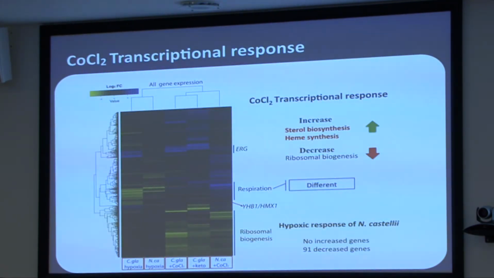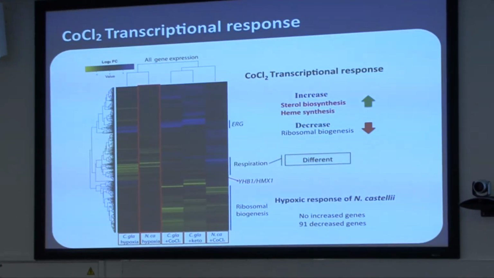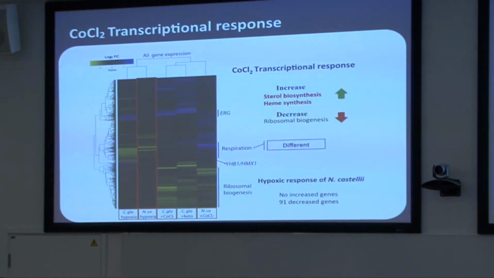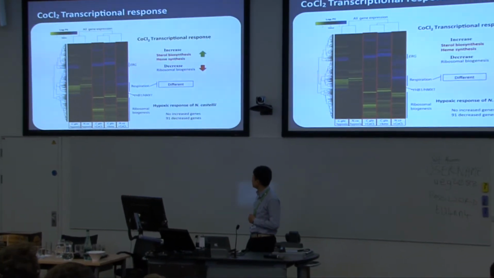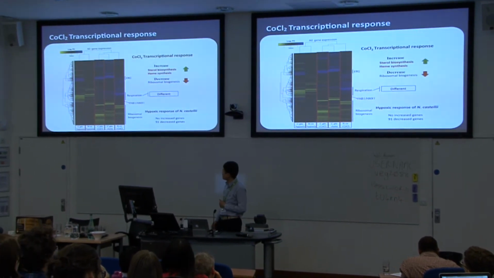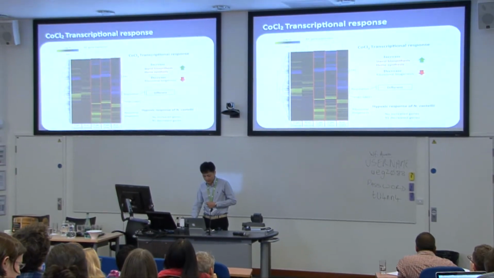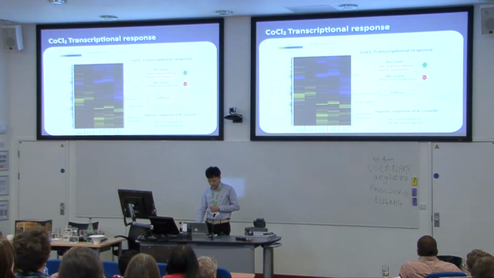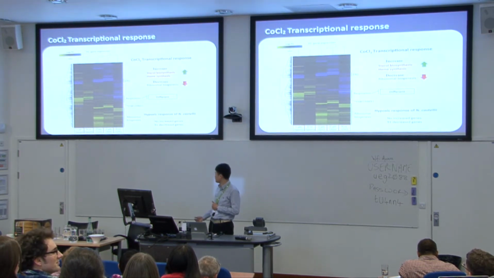Then we used the same assay to identify the hypoxic response for castellii, which is very unusual: there are no increased genes and 91 decreased genes. We also used cobalt chloride to mimic hypoxia, and found it can induce increased expression of sterol biosynthesis and heme biosynthesis, and decrease ribosome biosynthesis. Some things are different, as cobalt chloride can induce increased expression in respiration.